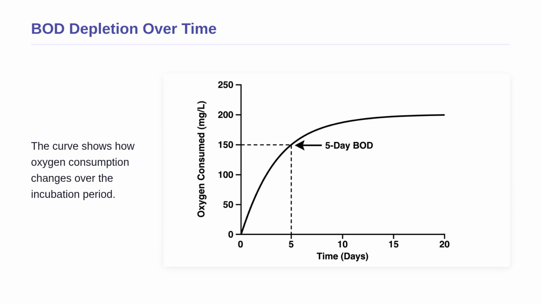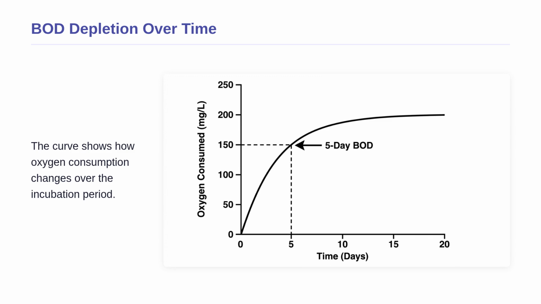Having calculated the values, let us visualize how this oxygen depletion happens over time. On the screen, you are looking at a BOD depletion curve. The horizontal axis represents time in days, and the vertical axis represents the amount of oxygen consumed in milligrams per liter. Notice how the curve starts at 0 and rises steeply during the first few days.